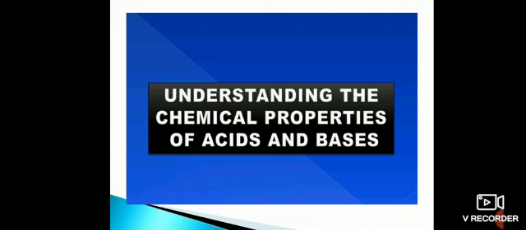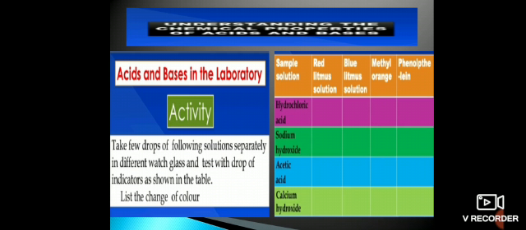Now, understanding the chemical properties of acids and bases. In that, we are doing a small activity. I am going to explain how this activity has to be done. Take a few drops of hydrochloric acid, sodium hydroxide, acetic acid, and calcium hydroxide separately in different watch glasses and test with a drop of indicators as shown in the table. Dear children, can you guess the change in color?